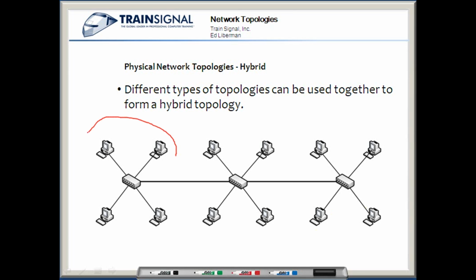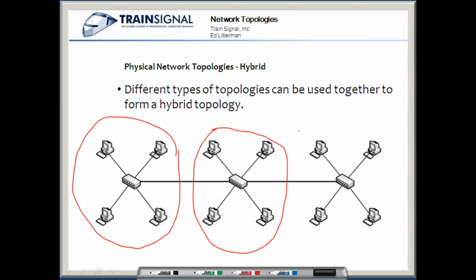And the reason why is because we have a star topology for this local network and another one for this network and another one for this network. But each of those three networks are then connected on a single bus. So we have three stars all connected over a single bus topology.